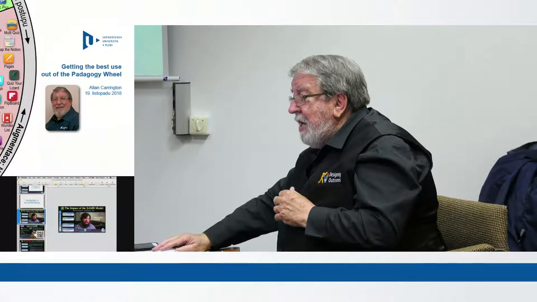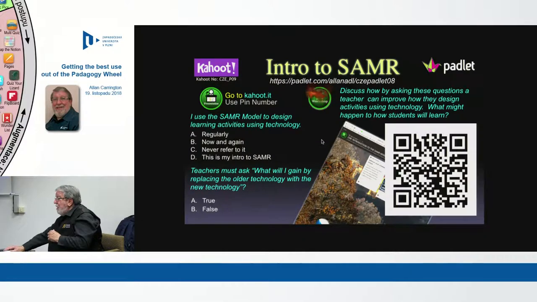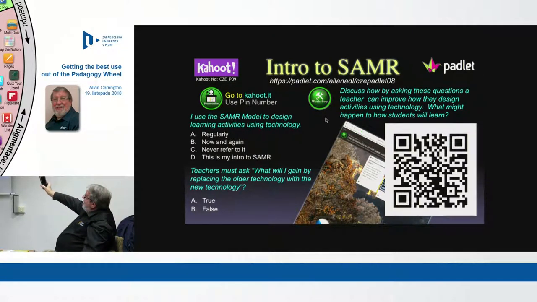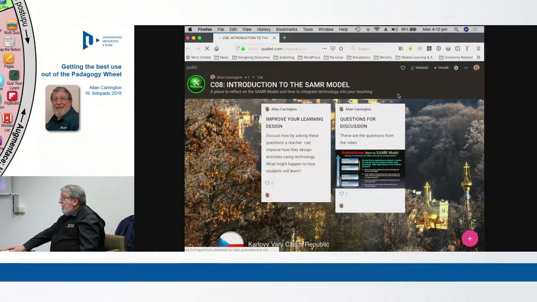And so here is a Padlet. I'm going to leave the Kahoot, okay? Why don't you break into a group of about three or four of you, just group up there yourselves. If you put the Padlet app on that, it'll take you straight to the Padlet, and just have a discussion about what you think about SAMR and whether you think it'll work and what the challenges of it are, okay? And put any of your comments on the Padlet. This is what it looks like. Discuss how, by asking these questions, a teacher can improve how they design activities. The questions are here.